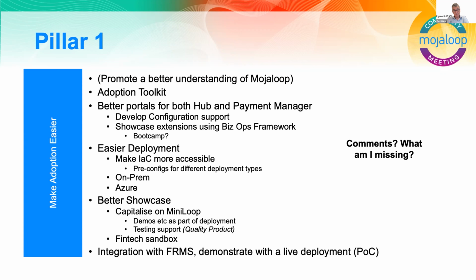So those are the things I have put together for Pillar 1. Adoption toolkits, portals, potentially a portal bootcamp, easier deployment, making IAC more accessible, support for on-prem, Azure, better showcases, Miniloop, a fintech sandbox, and integration with FRMS.